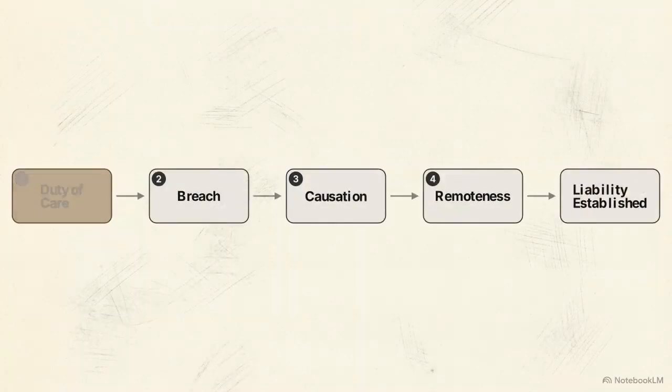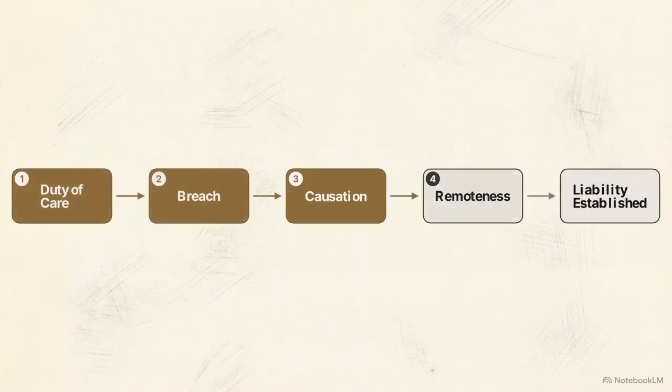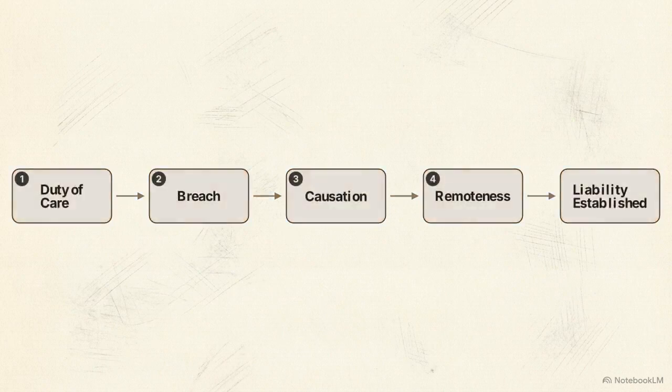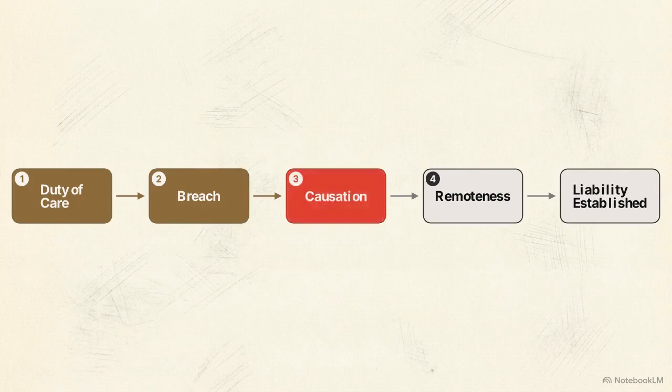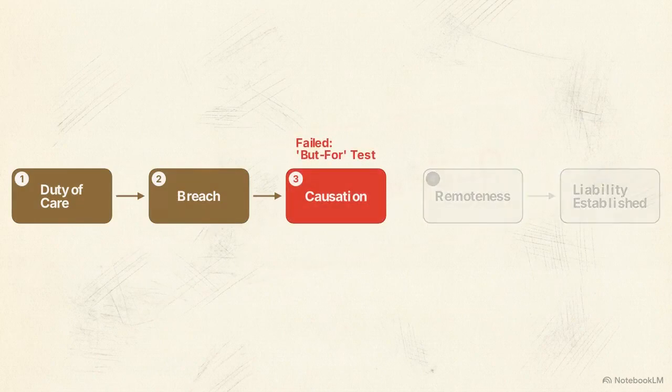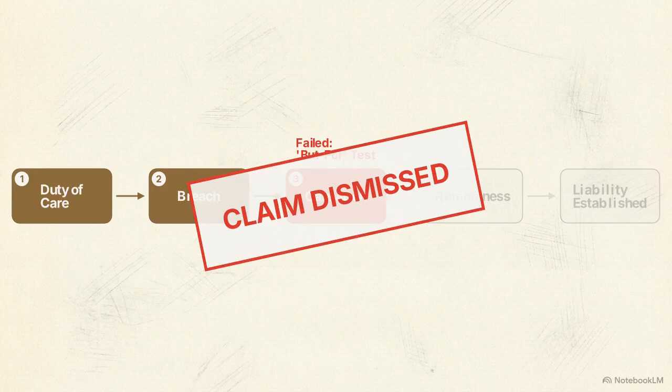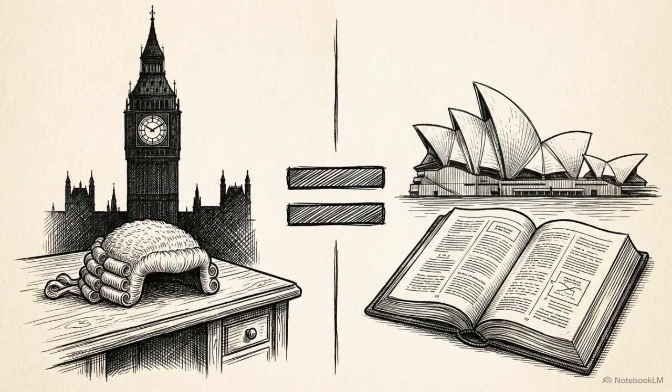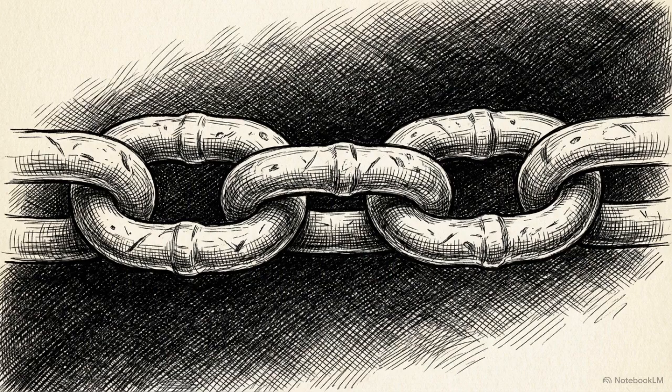Duty, breach, causation, and remoteness are interlocking, load-bearing pillars. Yet this algorithm is intentionally fragile. If a plaintiff fails a single element, like the but-for test at node 3, the line severs. The remaining nodes shut down, dismissing the claim. Whether an advocate is applying the strict stages of Caparo in London or navigating the Civil Liability Acts in Sydney, the requirement is identical. Securing compensation for tortious negligence requires absolute mastery over this unbroken chain of logical proofs.